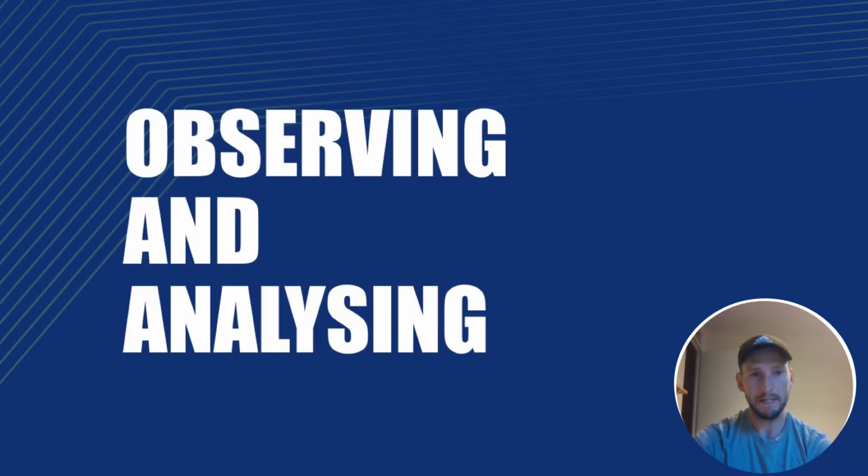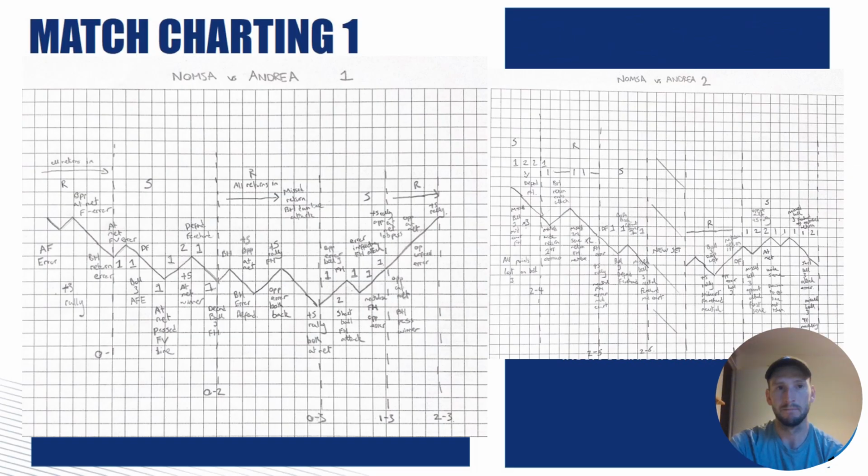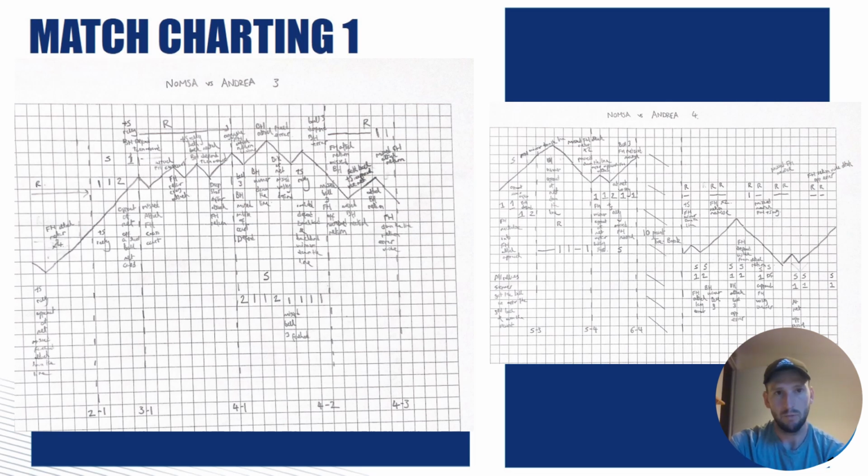So, observing and analysing Nomsa, she played a match against another member of our club called Andrea. I chose to use a momentum chart, and here you can see Nomsa lost the first set 6-2. She made a high number of errors on the third ball in the rally when she served. She won the second set 6-4, but the same trend continued. The forehand lost her more points than the backhand.